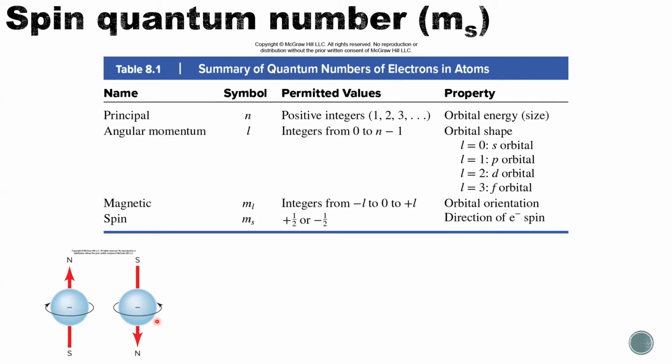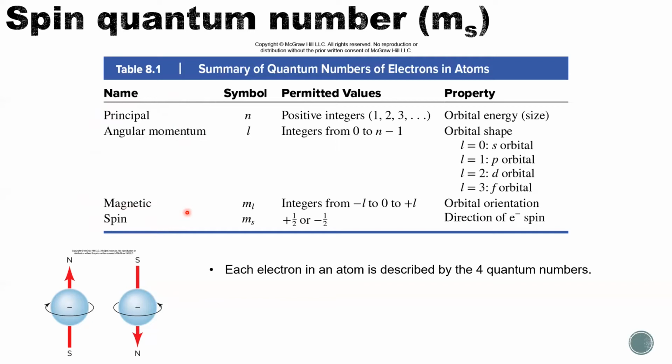Now, for each electron in an atom, we have these 4 quantum numbers to describe the electron. The first 3 describe which orbital this electron sits in, and the final spin quantum number defines the direction of electron spin in the orbital. So each electron in an orbital is described by these 4 quantum numbers.